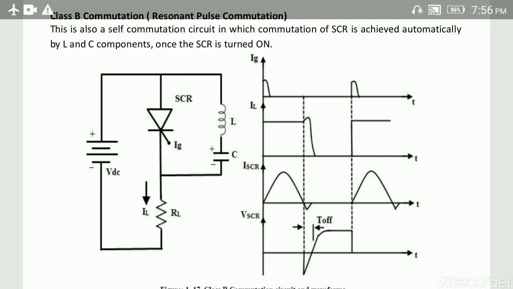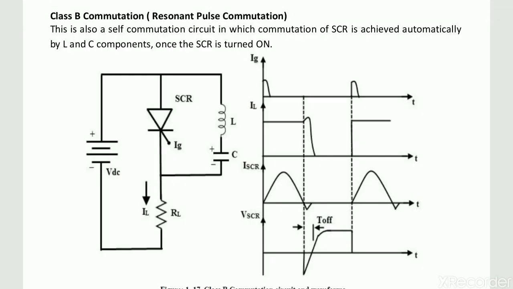So let's move forward to the class B commutation. It is also one of the types of force commutation. It is also called resonant pulse commutation. That means here also the inductor L and capacitor C form a resonant circuit which ultimately provides reverse voltage to the SCR, and the SCR turns off. This is the basic principle in the class B commutation.